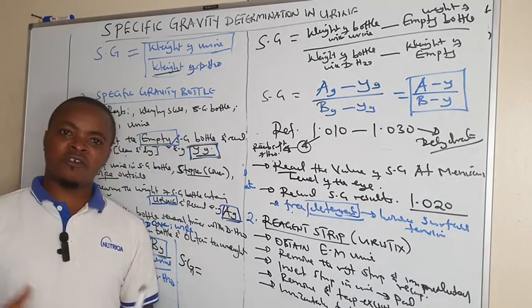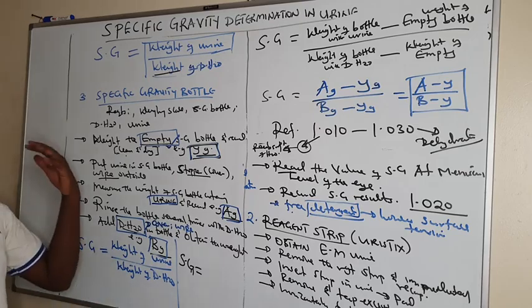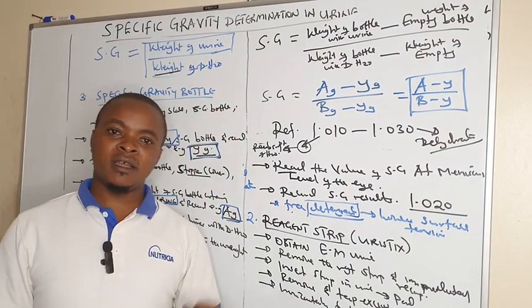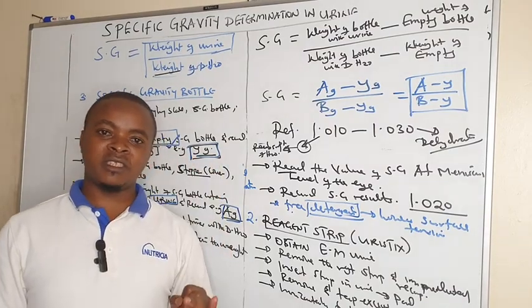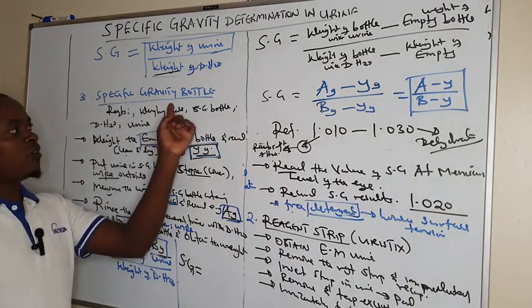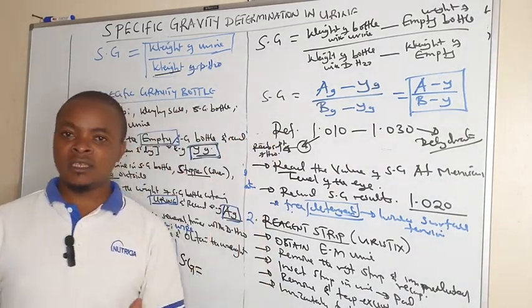So thank you so much for learning with us. This is what we are able to discuss with you, whereby we have discussed 3 major methods: urinometer, then specific gravity using reagent strip, and the last one using specific gravity bottle, which we call weighing technique.